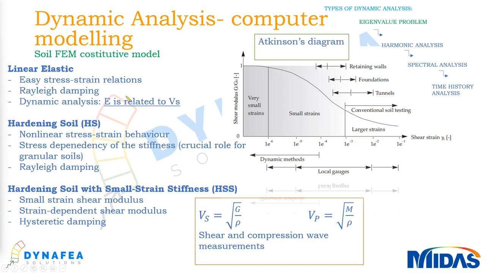And then we have the hardening soil HS model, which provides you with a nonlinear stress strain behavior. So it's adequate when we expect strongly nonlinear behavior of the material, of course. And what is even more, it provides you with a stress dependency of the stiffness. It is very important, especially for granular soils, as the shear modulus is highly dependent on confining pressure. And again, we can define the Rayleigh damping here.